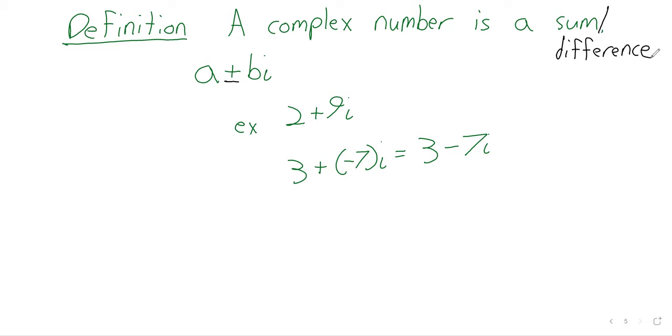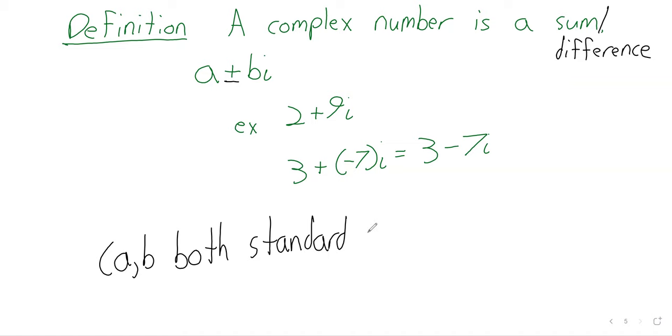A complex number is a number A plus or minus a number B times the imaginary unit. And in this definition, A and B are both the kind of standard real number that we've spent our life looking at up to this point. So they could be positive, they could be negative, they could be nice whole numbers, they could be fractions, they could be ugly decimals, but they are real numbers.